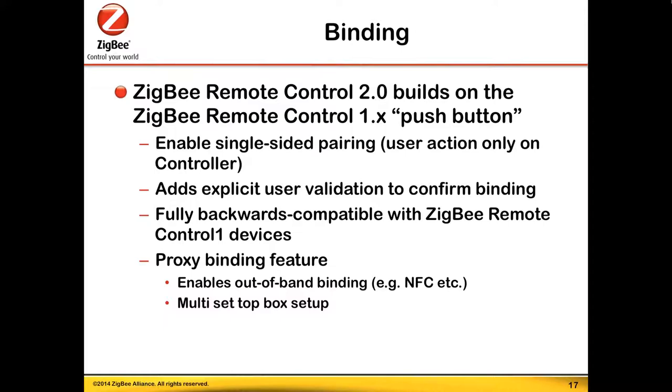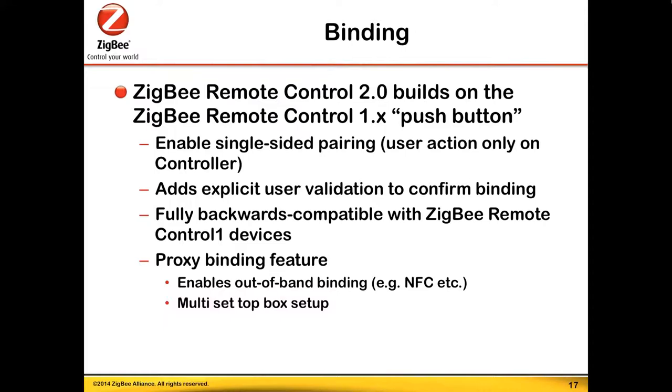In addition to the interactive binding, there is also a proxy binding feature. That allows the out-of-band setup of the pairing entry. For example, you can use other technologies like NFC to pair the two devices. You also have the multi-set-top-box environment, where a home may have a main server set-top box and multiple client set-top boxes. In this case, the user would only pair with one of the boxes, and that pairing is then propagated to all the client boxes, so the user doesn't have to manually pair the remote with each of the boxes. Overall, it's a push to simplify the actions on the user.